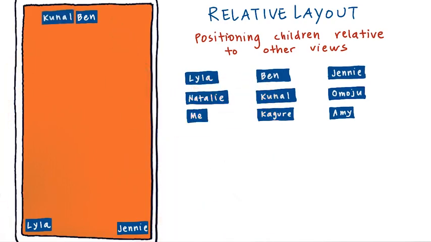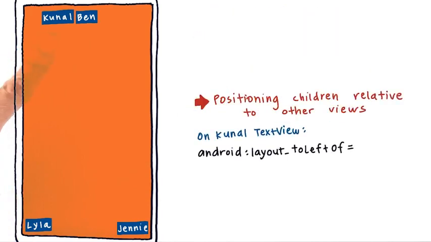So let's add another person. We have Kunal here, who's located to the left of Ben. But how do we express that in XML? Well, there's no specific attribute that says that a view should be to the left of a view named Ben. All the Android attribute names are general, so that it works for any use case that you would want. We want to position Kunal to the left of Ben, but we don't know of any existing attribute names that can do that. Luckily though, relative layout has an attribute that says android:layout_toLeftOf.